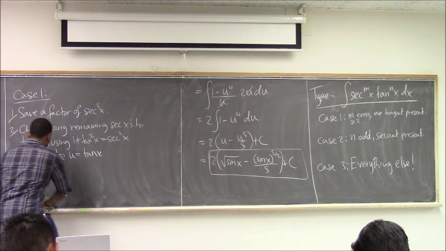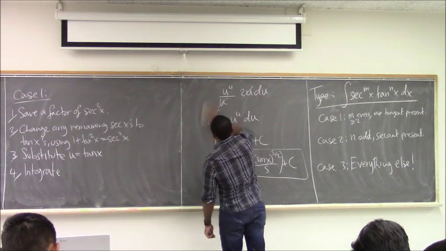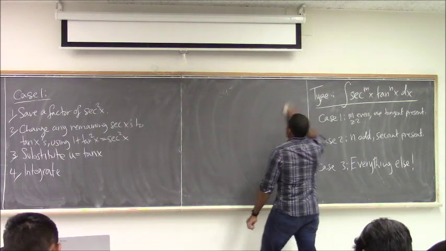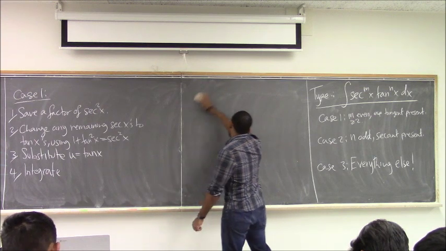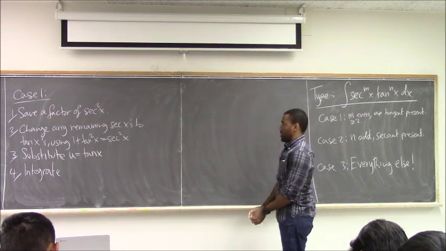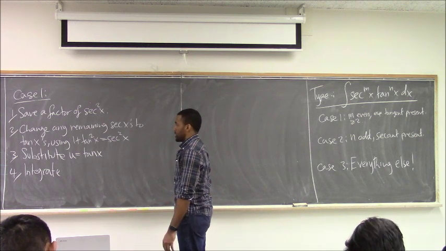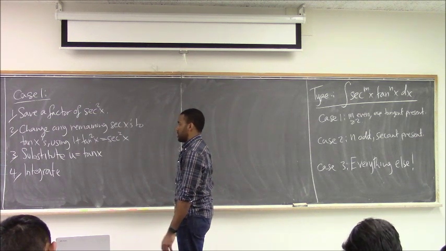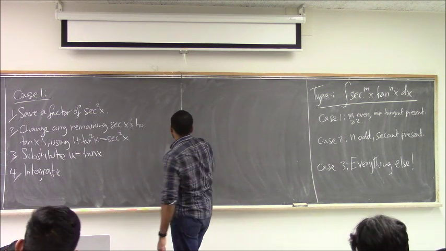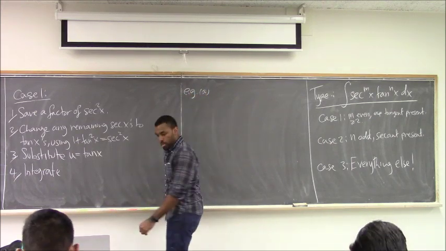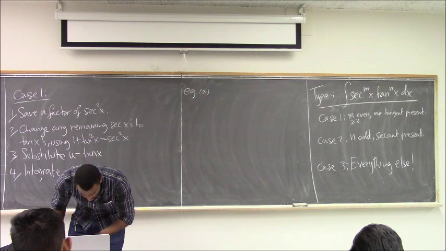So let's do some examples of this case. So once you see the power of secant is even, greater than or equal to 2, just break off the secant squared, change everyone else to tangents, do a substitution for tangent. Let's consider this case.